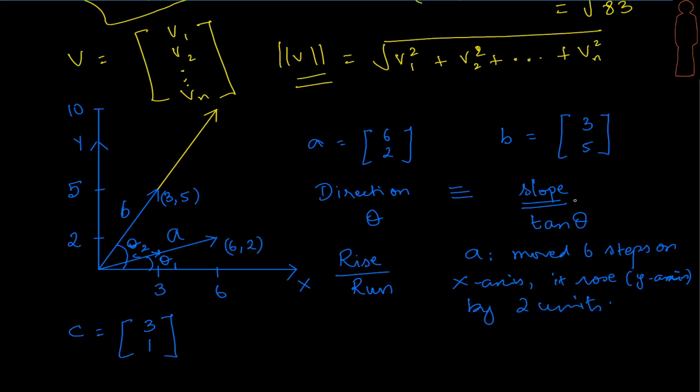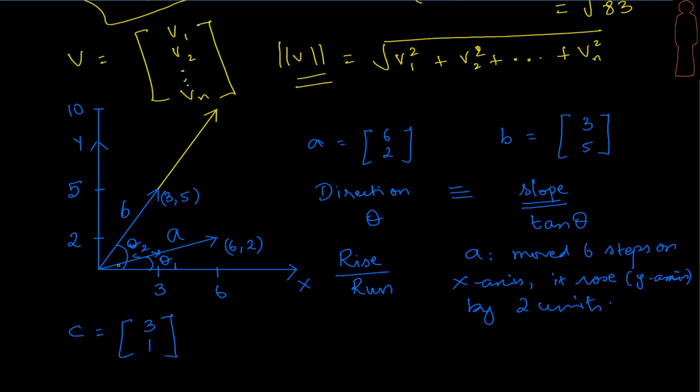And how did we understand slope? Here it is, rise by run. Since slope is the same, this value must be the same, and therefore theta must be the same, and therefore these two vectors are pointing in the same direction. Their slope is the same. What is different between A and C? They differ only in their magnitude. If you take a scalar multiple of this, you multiply this by 2, then you get this A vector, as simple as that. Let's now look at the B vector.